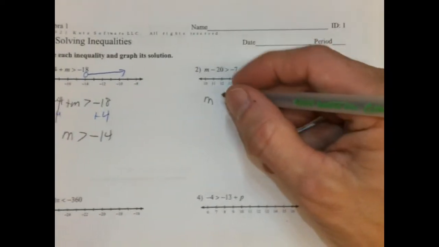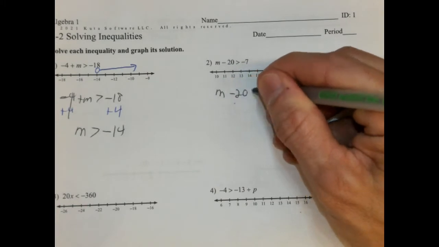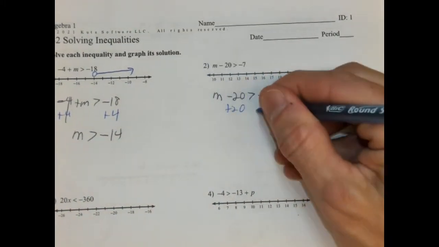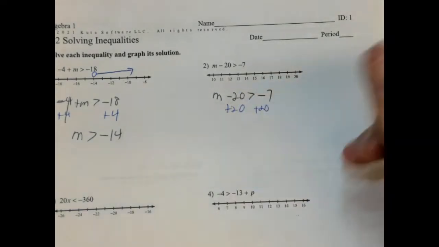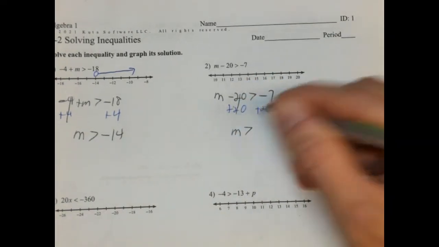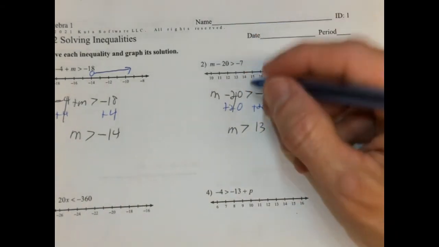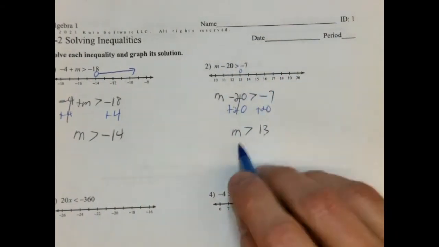So over here we have m minus 20 is greater than negative 7. We're going to add 20 to both sides, and we're going to get m is greater than 13. So above 13, again, we're going to have an open circle because it's non-inclusive. M is greater than, so we're going to the right.